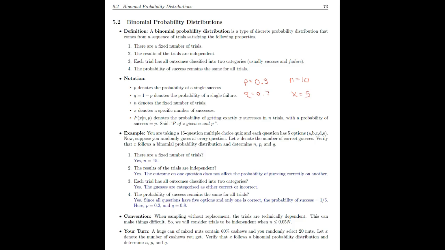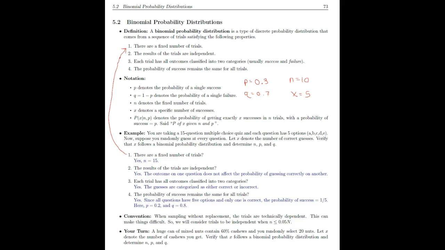The first thing, going back up here, is: are there a fixed number of trials? Yes, there were 15 questions, and each of these questions is an iteration of basically, did I get this question right or wrong? That's the whole success or failure thing about the binomial, the two options. And yes, there are 15 questions, so n equals 15 is the number of trials.